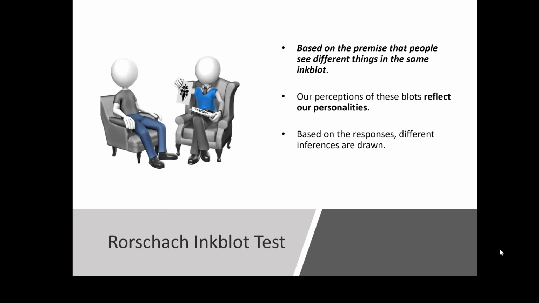One example of a projective personality test would be the Rorschach inkblot test. This test was developed by Hermann Rorschach in 1921. This projective personality test is based on the premise, again, that people will see different things in the same inkblot. Our perception of these blots reflects our personalities. Based on the responses, different inferences are drawn.